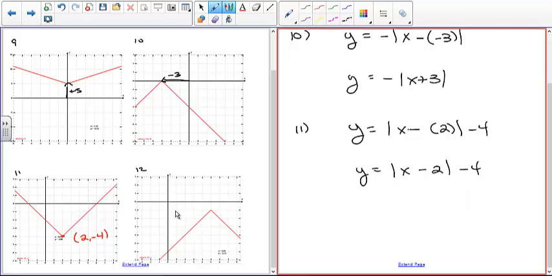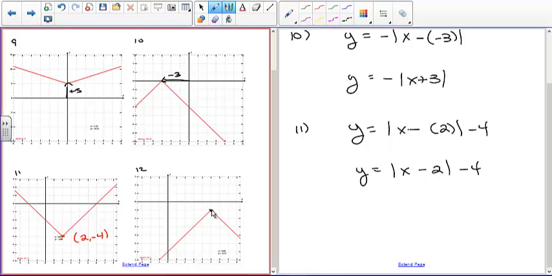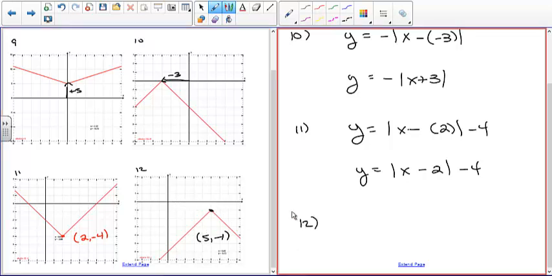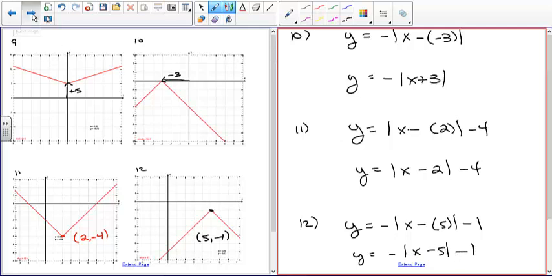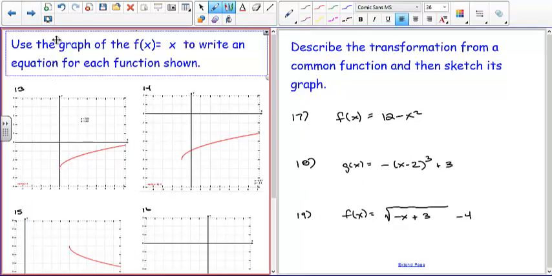And then the last one here, it looks like the scale is 1 unit per block. So the coordinates of that point are 5, negative 1. 1, 2, 3, 4, 5, negative 1. And it's upside down, so it's going to be negative the absolute value of x minus 5, minus 1. Okay, our last function is the square root function.